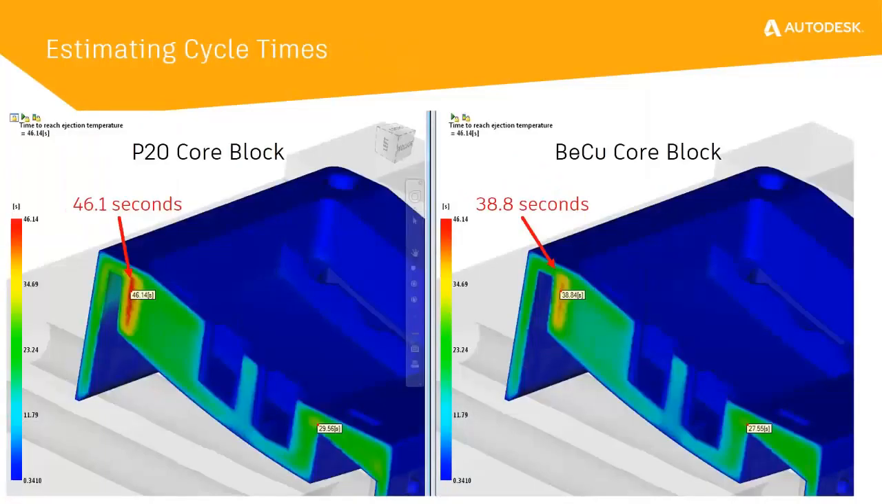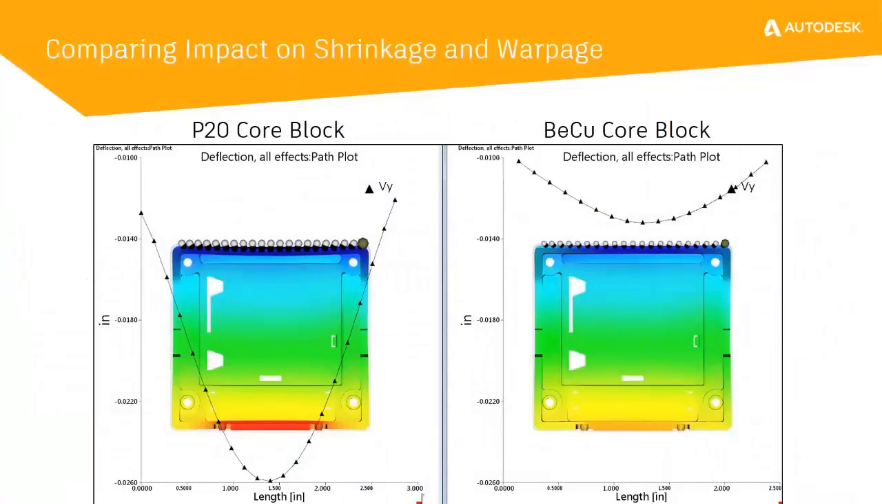So we're able to see here inside of the Moldflow software the estimated cycle time for the beryllium copper alloy is 7.3 seconds shorter than the P20 option. Cycle time being one direct measurable, but part quality can also be used to help make this decision. Typically, it's more difficult to prove without simulation though.